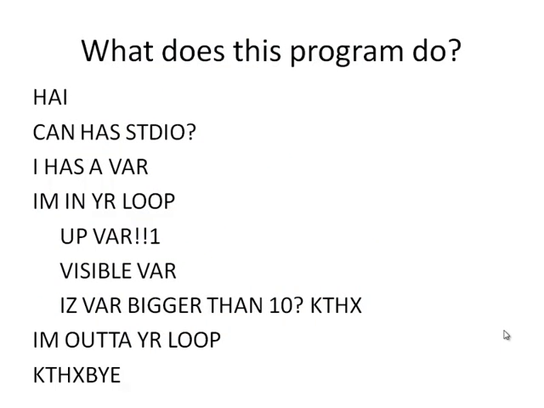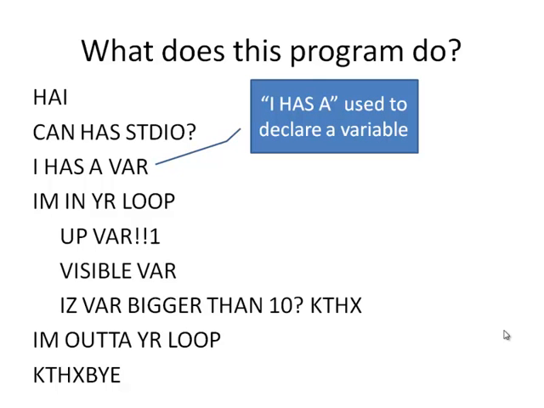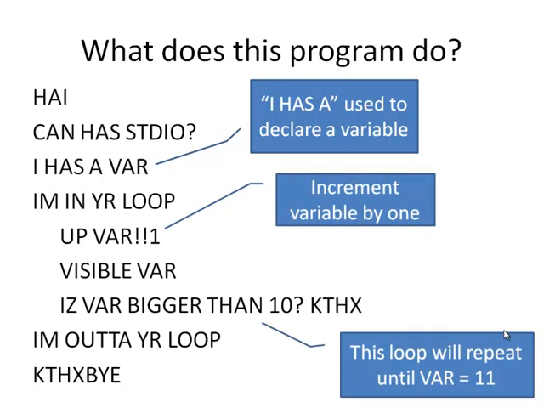And a slightly longer example. HAI. CAN HAS STDIO? I HAS A VAR. IM IN YR LOOP. UPPIN VAR. VISIBLE VAR. IZ VAR BIGGER THAN 10? KTHX. IM OUTTA YR LOOP. KTHXBYE. And again, as we go through here, I HAS A is used to declare a variable, and the variable here has been called VAR. That's the name of it. We can increment the variable, and IZ VAR BIGGER THAN 10 is a comparison to test if the variable is bigger than 10, and if it is, okay, thanks, it's going to end the loop.